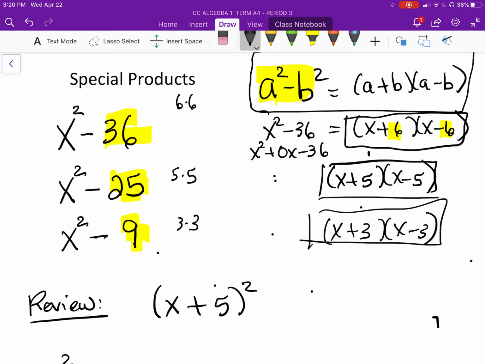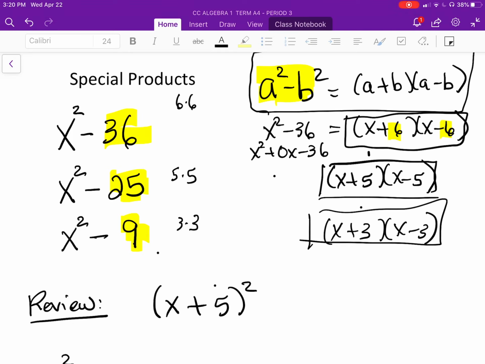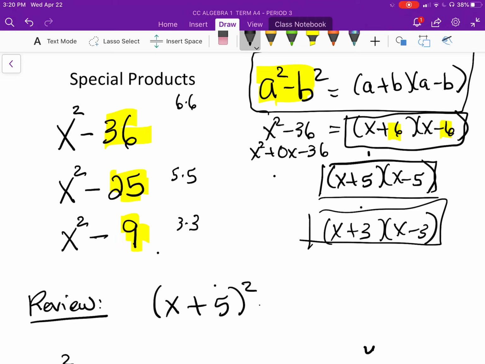And there's one more that you really don't have to learn. You could just learn how to factor it the way that we did before, but I'll show it to you anyway. It's called a perfect square. And if we review what x plus 5 quantity squared means, it means we're basically going to multiply this out twice.